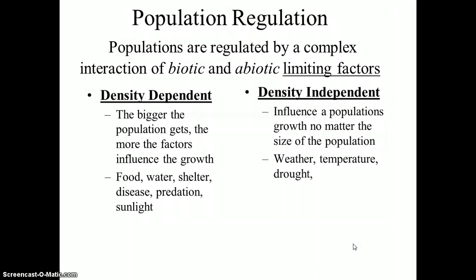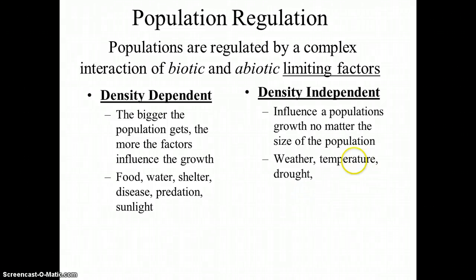Okay. So the abiotic and biotic limiting factors are often categorized further into density dependent and density independent. What that means is density dependent means the bigger the population gets, the more those factors influence growth. So the bigger your population gets, the more food, water, shelter, disease, predation, sunlight, those factors increase their pressure on the organisms, because as the population gets bigger, there's more competition for those things.